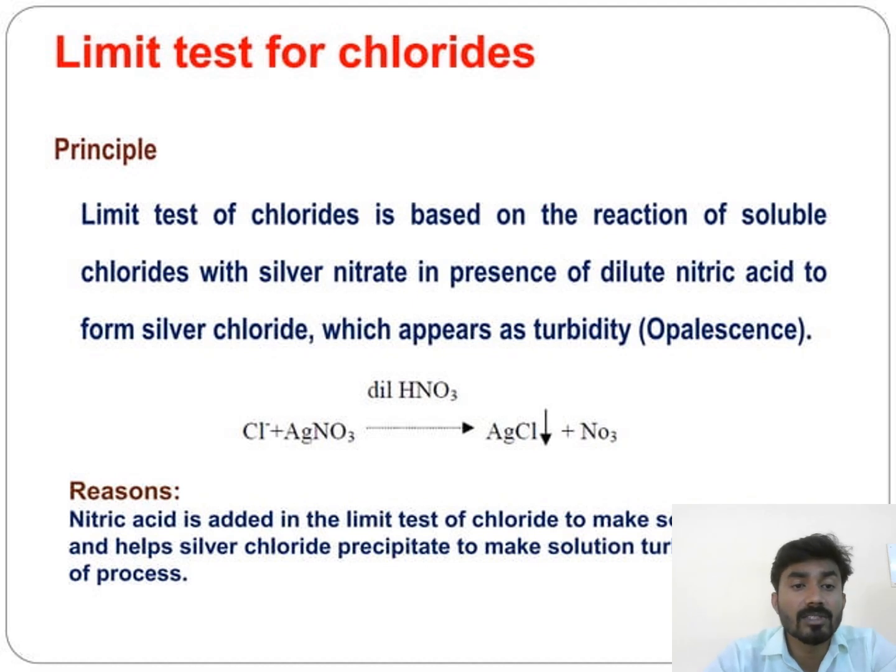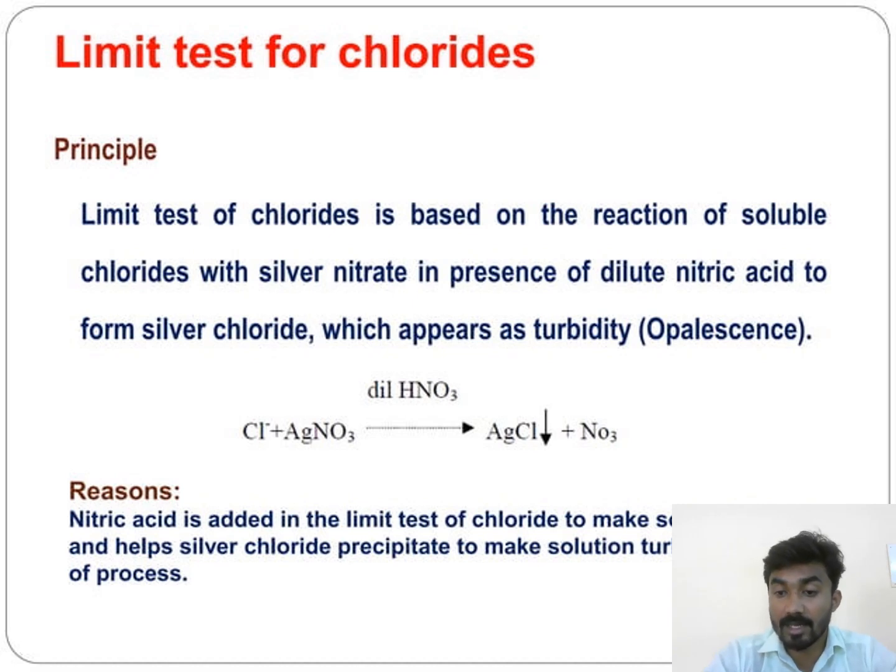Next we are going to discuss the principle. What is the principle involved in the limit test for chloride? The basic principle is based upon the reaction between silver nitrate and a soluble chloride in the presence of dilute nitric acid, which gives silver chloride. That silver chloride is responsible for a white turbidity, or opalescence.